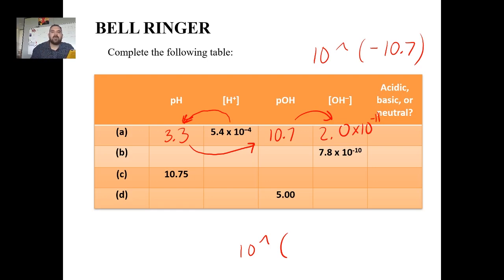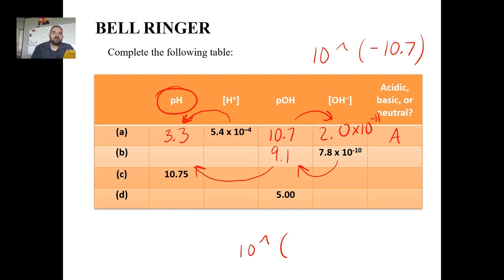Now, is this an acid or a base? It's an acid. What do we use to determine that? pH or pOH? We always use the pH. So let's get the next one. The next one gives us our OH concentration. What can we use that to solve? We can use that to solve pOH. How do we do that? What do we plug in? Negative log of 7.8 times 10 to the power of negative 10. What's our pOH? 9.1.